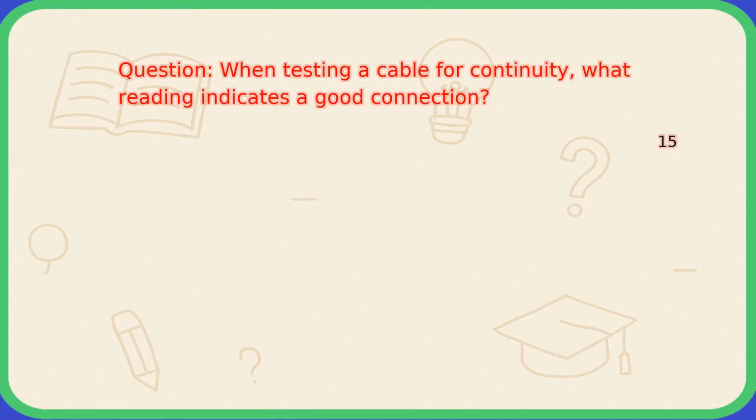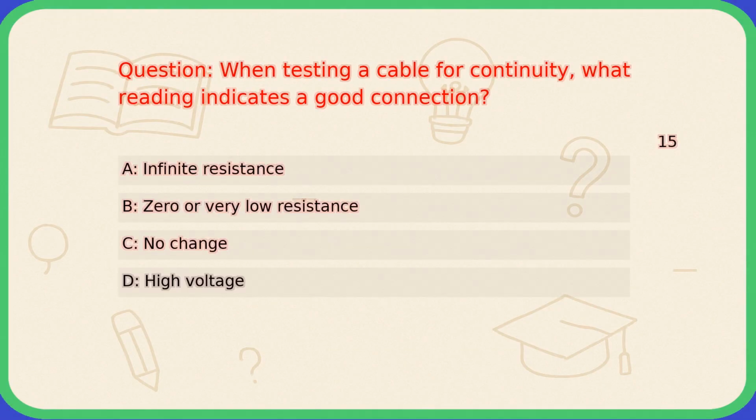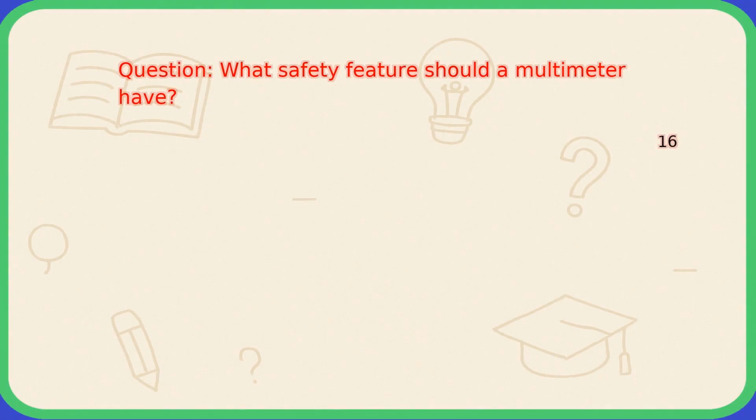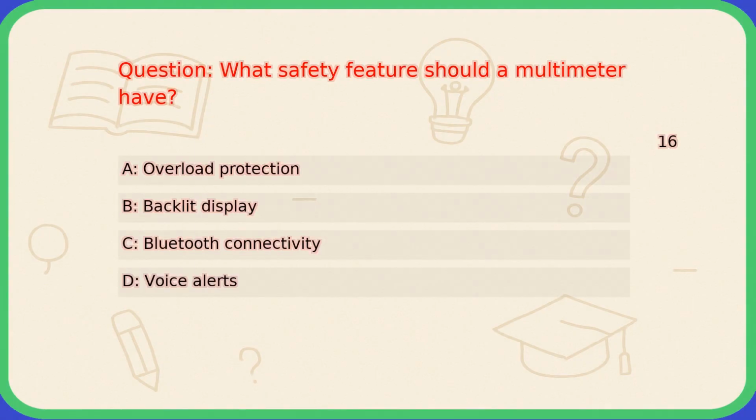Question: when testing a cable for continuity, what reading indicates a good connection? Answer: B. 0 or very low resistance. Question: what safety feature should a multimeter have? Answer: A. Overload protection.